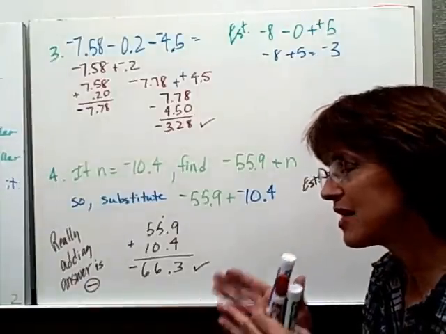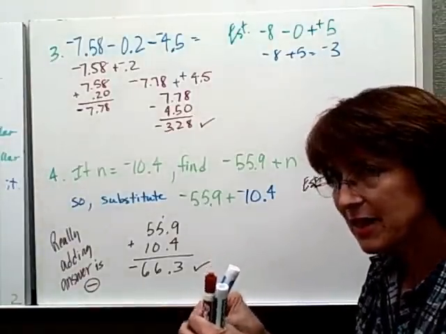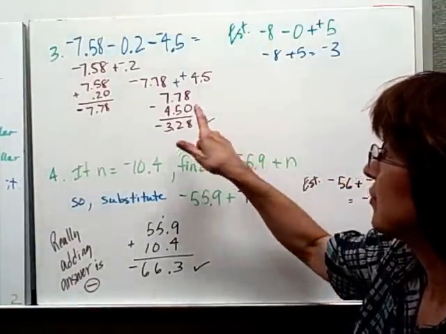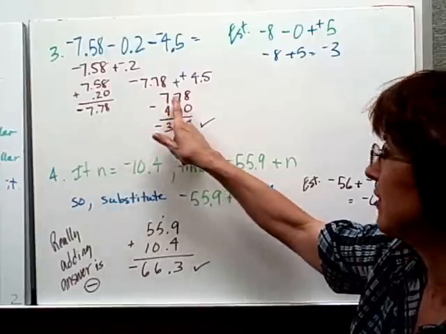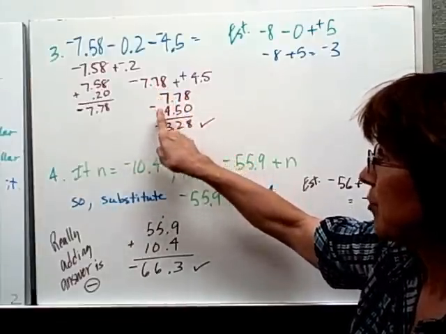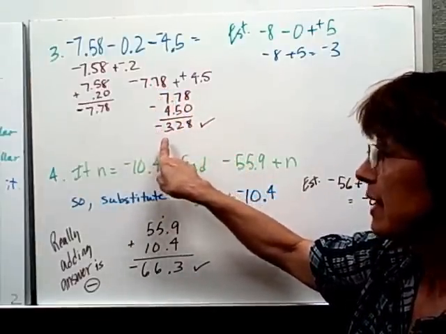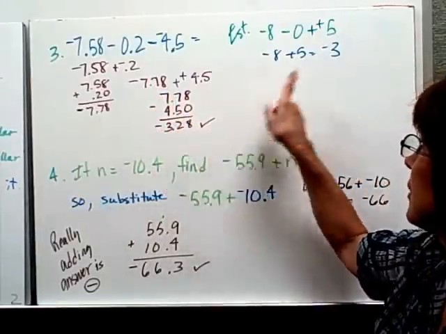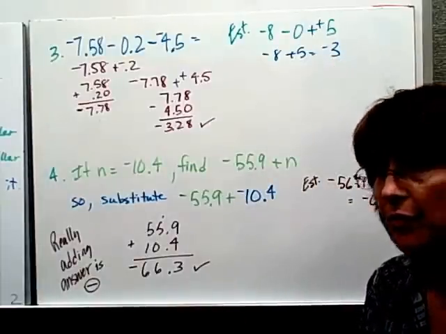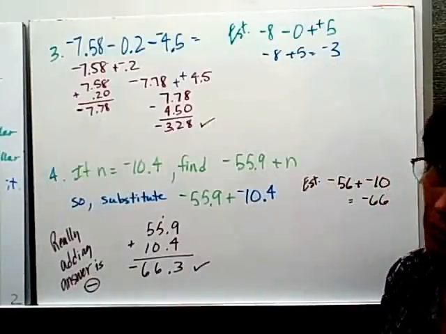So you got to really keep focused and keep step by step. Make sure you're asking yourself those kind of questions. What do I do? What sign? Okay. So I put the higher number on top and I subtract, and I get -3.28, which is really close to my estimate of -3.